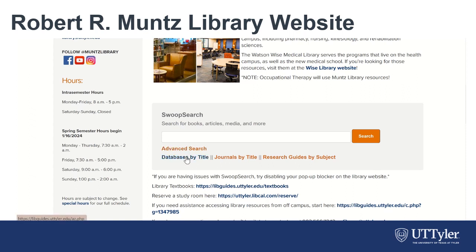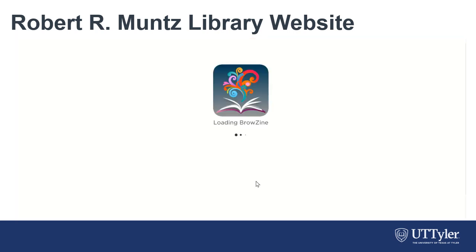Databases by title is going to take you to every database subscribed to by Muntz Library. Right now there are 299 of them. The nursing and graduate nursing pages have a much shorter list, and those really are more subject specific, so they're tailor-made for nursing. The journals by title link is something that I think is very useful.